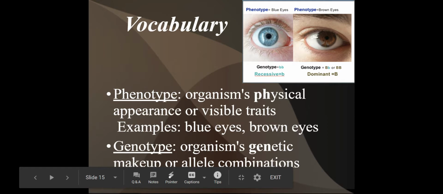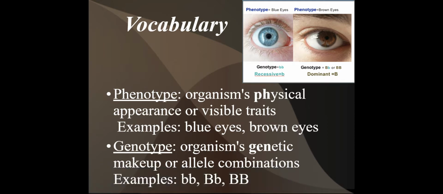Last bit of vocab. I told you there'd be a lot of vocab. A phenotype is an organism's physical appearance or what the trait looks like. For example, if you look at the picture, we have blue eyes and you have brown eyes. So what the trait looks like is called its phenotype. I remember it because PH for pheno, PH for physical appearance. So if you can remember, the PHs go together.